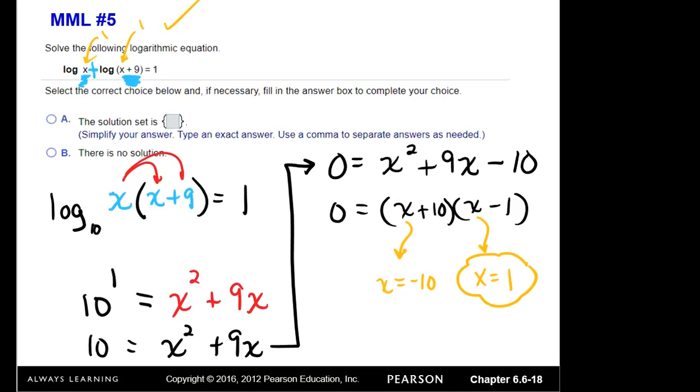It doesn't cause any negatives. It should check. But if you put a negative 10 in either one of these places, they're both logs of negatives, so that doesn't check. So 1 is my only answer that goes in there.